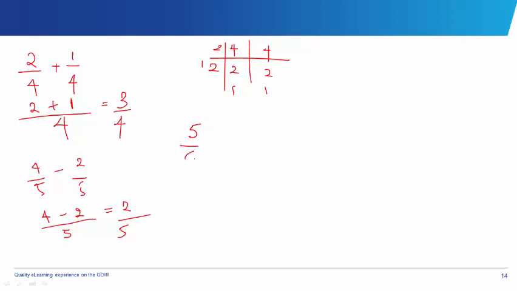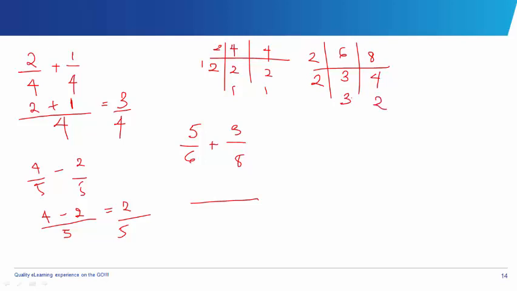5 over 6 plus 3 over 8. What's our LCM? So calculate our LCM. 2 can divide through. So we have 3 here, 4 here. What else can divide? 2 can divide. We have 3 again and 2. 2 can still divide. We have 3 here and 1 here. Then 3 can divide. So we will have 1 1. So our LCM now becomes 2 times 2 times 2 times 3. And that gives us what? 24. So 24 is our LCM.